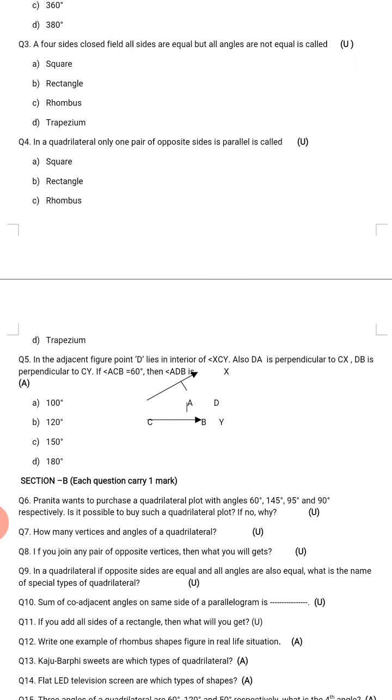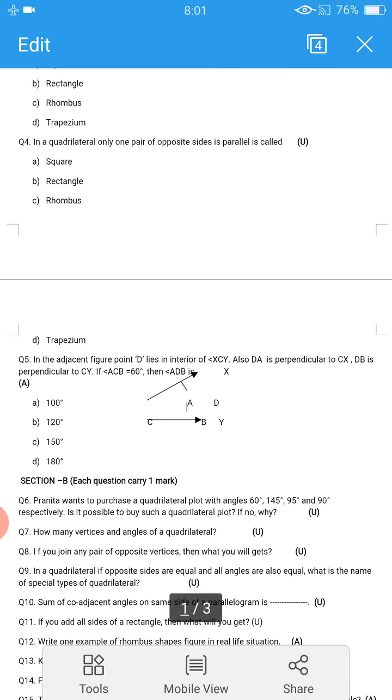Now question number 5. In the adjacent figure, both lines meet at C, but the figure is a little bit incomplete, and A is also a point, so it becomes a quadrilateral. So leave this question, you got the idea. This question goes to application because they are finding the fourth angle.